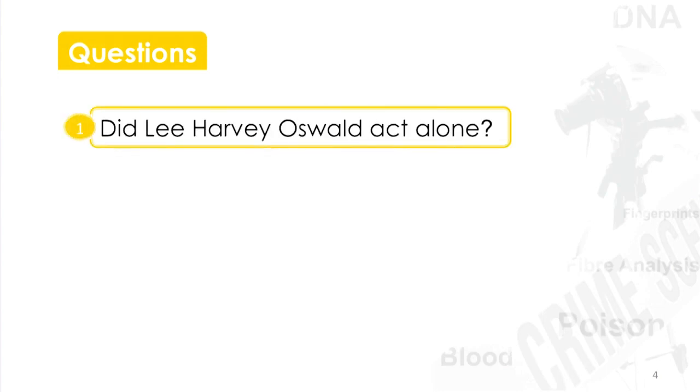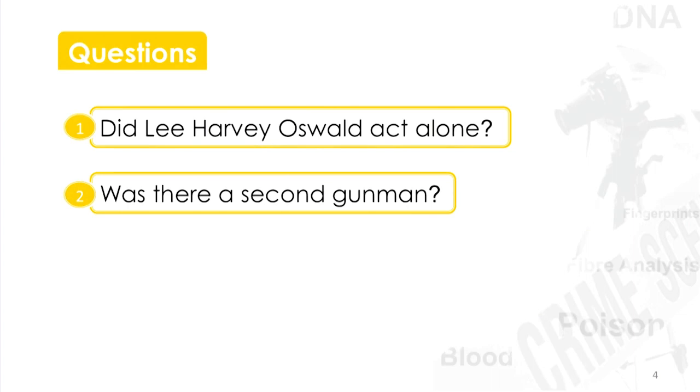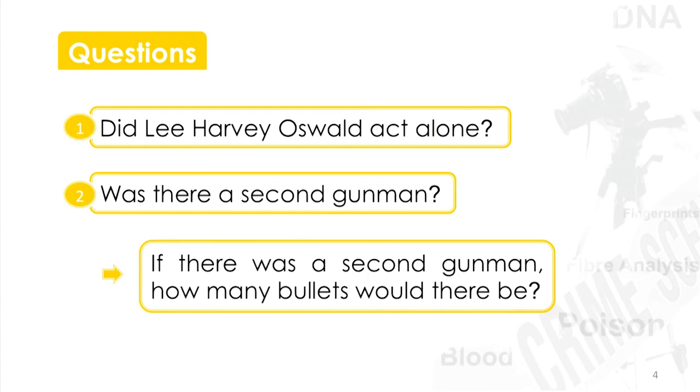One of the questions which never seems to go away is, did Lee Harvey Oswald act alone, or was there a second gunman who fired at the president? Well, maybe a little bit of elemental analysis can cast some light on this question.